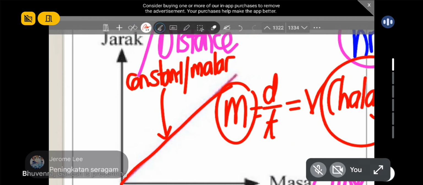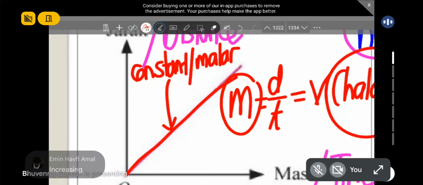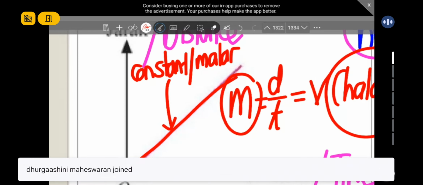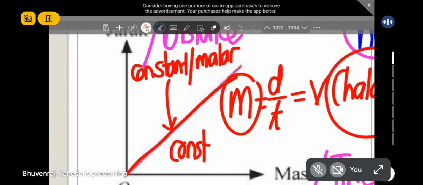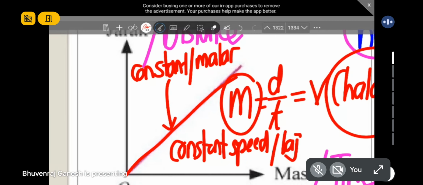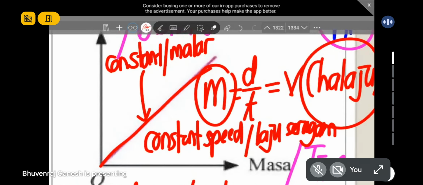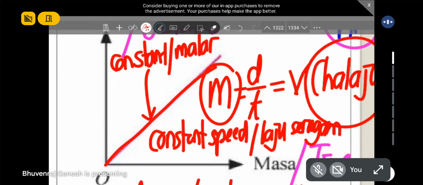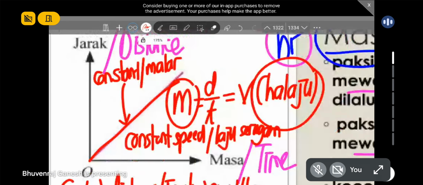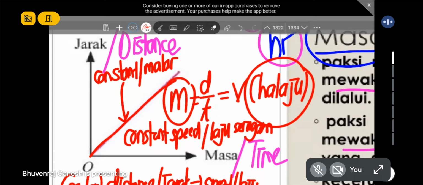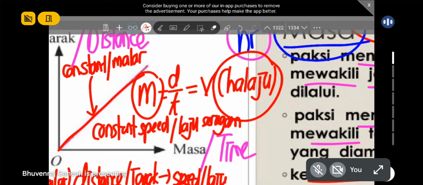Yes, you can say peningkatan seragam, increasing velocity uniformly. Or simply you just say constant, guys. Simple words: constant speed. Laju seragam. Yang paling senang untuk huraikan laju seragam lah, tapi bertambah secara seragam pun betul. So constant speed or increasing velocity uniformly. This is what you can interpret from this graph.